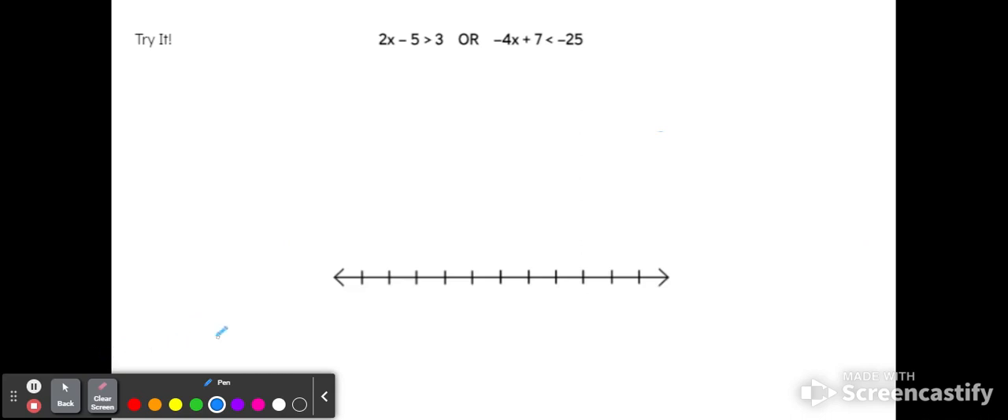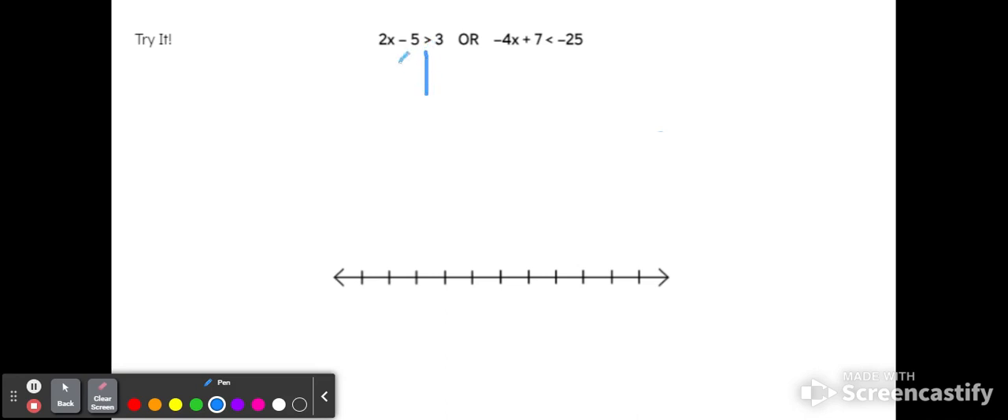Okay, so at this point in time, go ahead and pause the video. Try solving both of these inequalities for the OR and graph and see if you get a subset answer. When you're ready, press play again to see if your answer is correct.